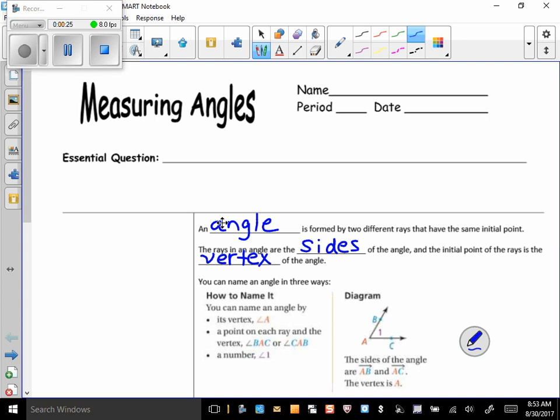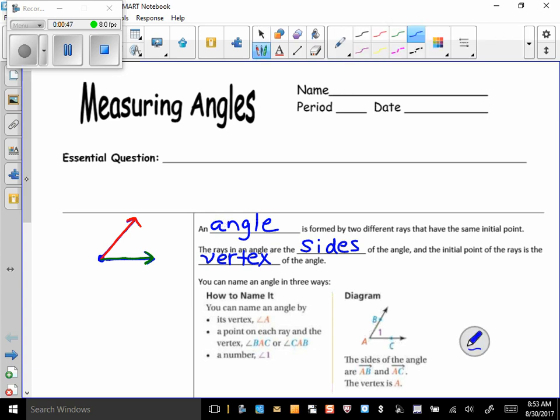So as you all know, an angle looks like this. But what you may not have ever really thought about is that this is two rays, each sharing the same endpoint. Here's one ray. Here's the other ray. And that's what makes an angle.